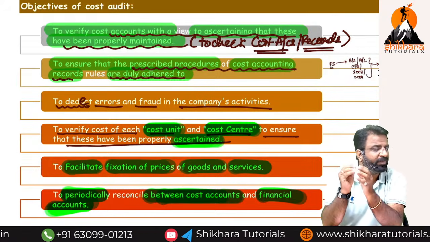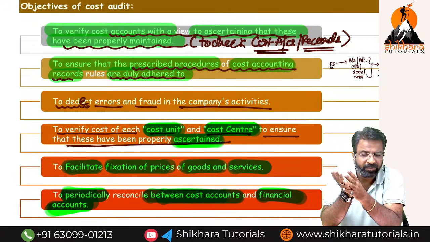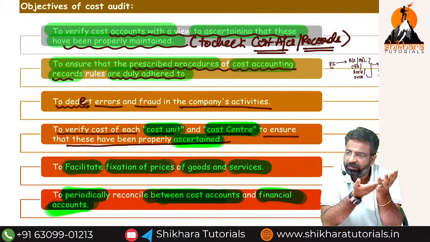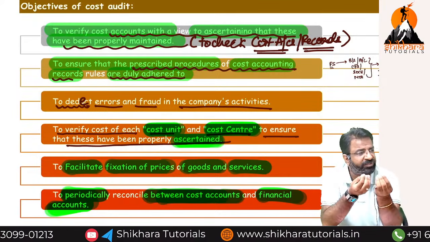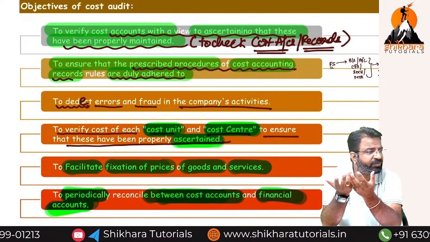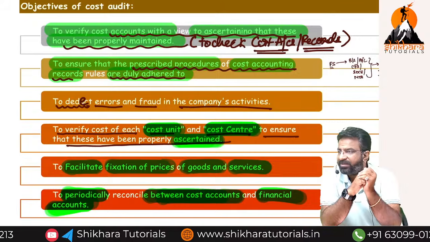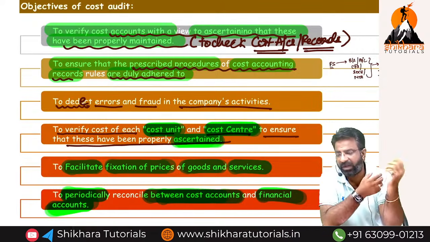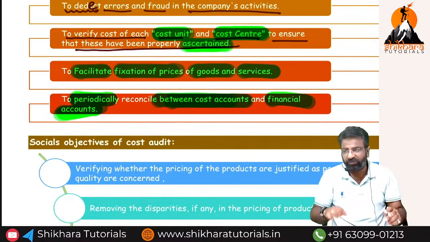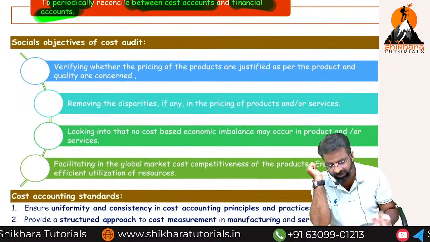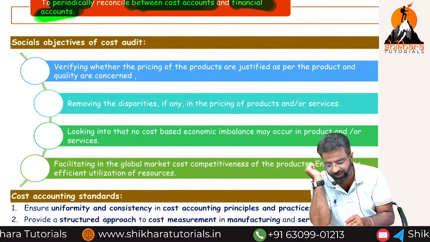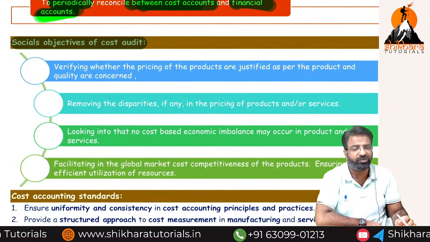And what is the objective number 5? The objective number 5 is to facilitate fixation of prices of our goods, and the last one is to periodically reconcile your cost accounting with what? Financial accounting. Now these are our which objectives? Normal objectives. Now let us understand our social objectives. Now this is also a repeatedly asked question, social objective.